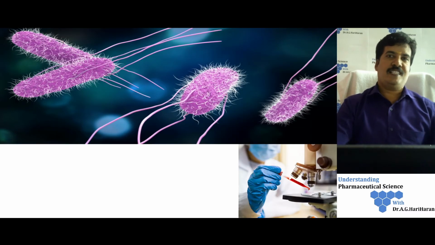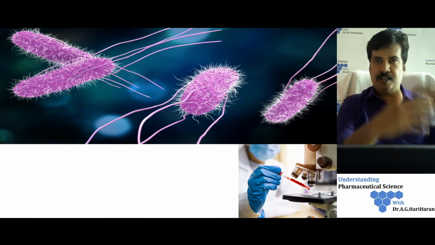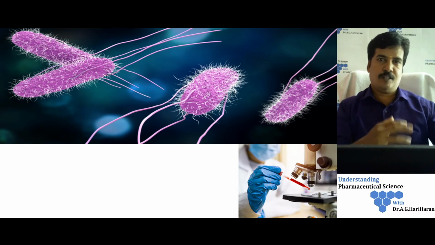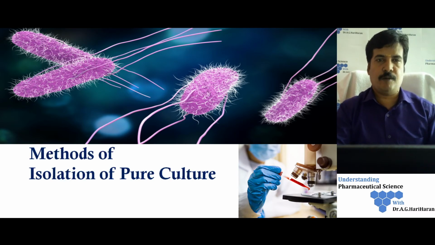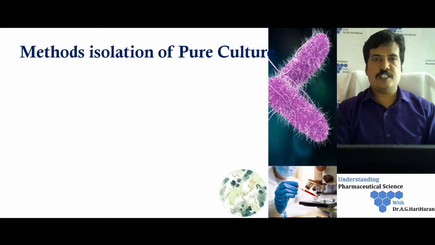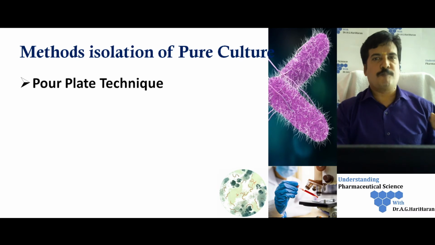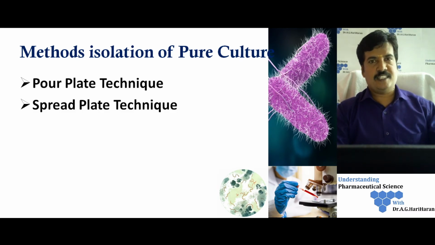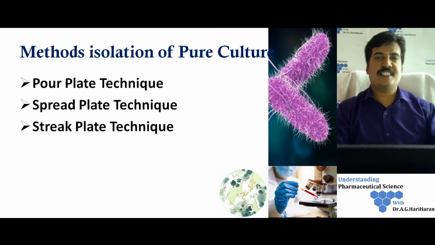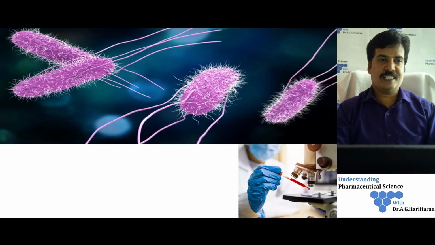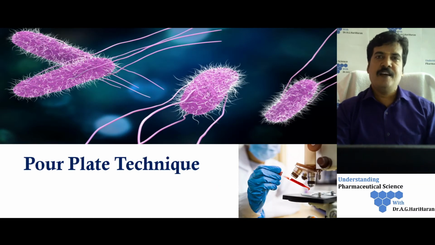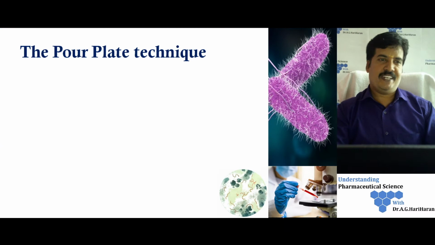So let us discuss the different methods we can use to isolate a pure culture. There are many methods available, but three are commonly used in isolation techniques. One is the pour plate technique, the second is the spread plate technique, and the third is the streak plate technique. Let us discuss each technique elaborately. The first one is the pour plate technique.